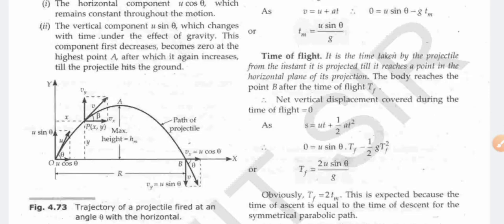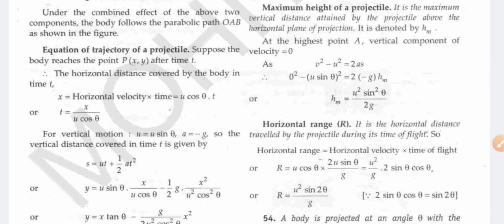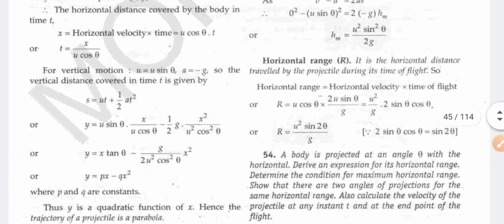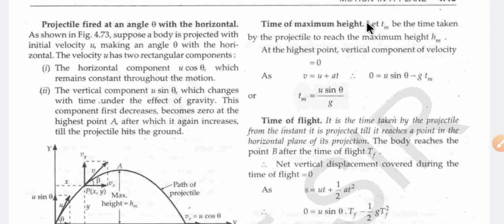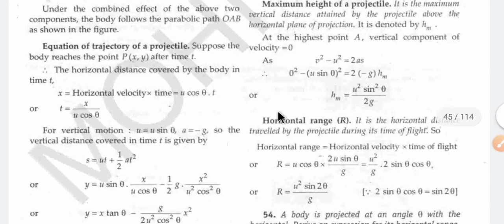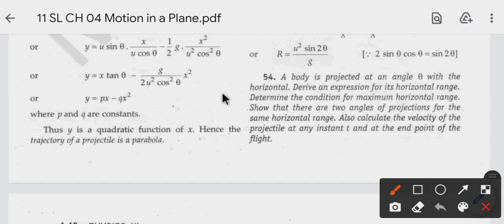Hello everyone. In the last video we derived the equation of trajectory of a projectile, and then we derived some expressions for projectile motion like time of maximum height, time of flight, maximum height of the projectile, and horizontal range. In today's video we will determine the condition for maximum horizontal range, and we will show that there are two angles of projection for the same horizontal range, and we will also calculate the velocity of the projectile at any instant t and at the end point of the flight.